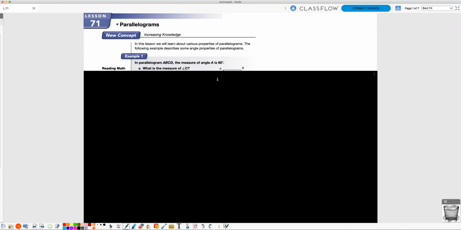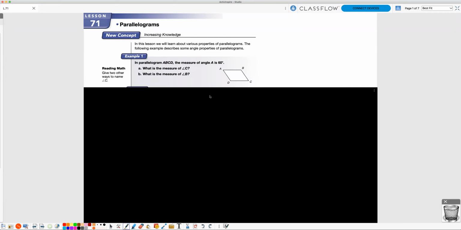In parallelogram ABCD, the measure of angle A is 60 degrees. What is the measure of angle C? This should also be 60 degrees. You can see that both of these are identical angles straight across from each other. What is the measure of angle B?